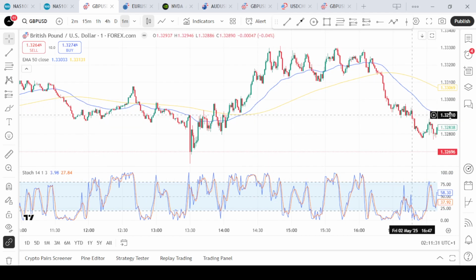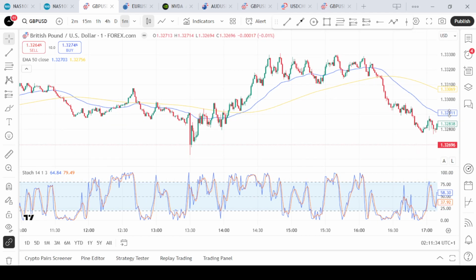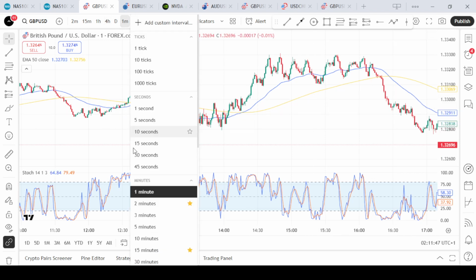So there are some key features we'll be looking at about scalping. The first feature will be your time frame. Scalpers typically use short time frames such as the 1 minute or the 5 minute chart to analyze price action. So if you are to scalp, you either use your 5 minutes or your 1 minute.